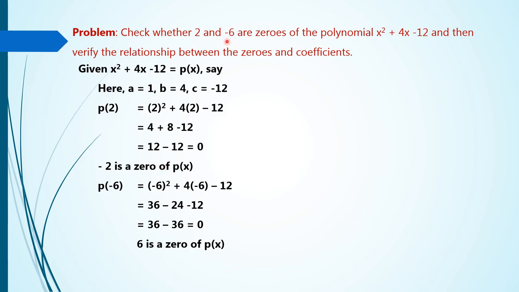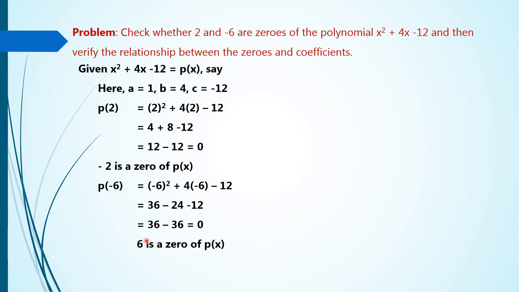Let's verify for minus 6 and calculate p of minus 6, that is minus 6 whole square plus 4 into minus 6 minus 12. Now minus 6 whole square is plus 36, plus into minus is minus, and 4 sixes are 24, minus 12. Add all plus quantities, here only one plus quantity is there, that's why 36. And add all minus quantities, here two minus quantities are there, add them, that is 36, and common sign minus. 36 minus 36 you will get 0. Therefore p of minus 6 I got 0. So minus 6 is a zero of p of x.